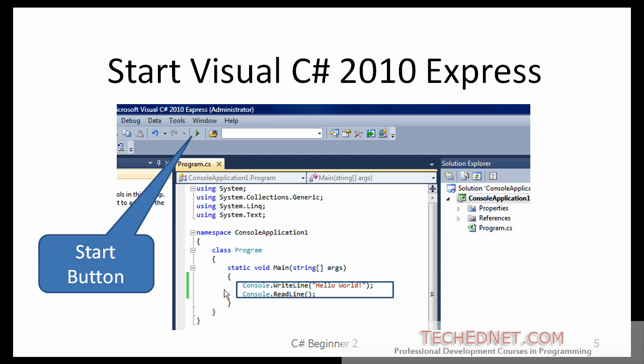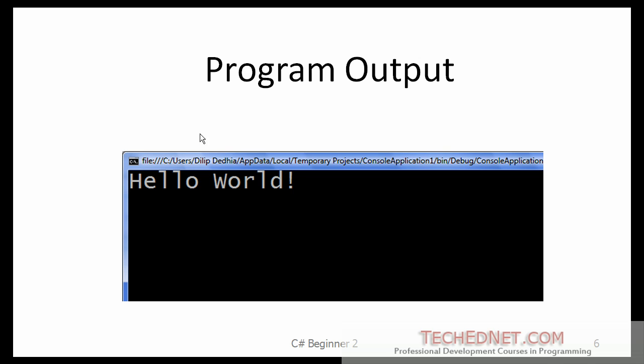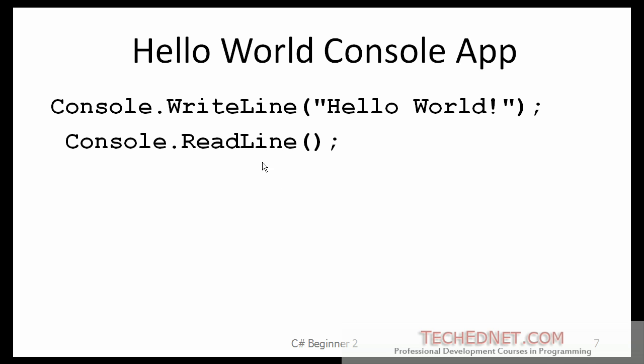And once you have it typed in, click on the start button. This is the start button. Once you do that, it'll run the application that you have just created. When you click on the start button, it'll open up a DOS prompt and it'll display hello world. Press the enter key and it'll end the application, and it'll go back to the Visual Studio window. Here are the two lines that I added, console.writeLine hello world and console.readLine, for pausing the window so that the window doesn't close.